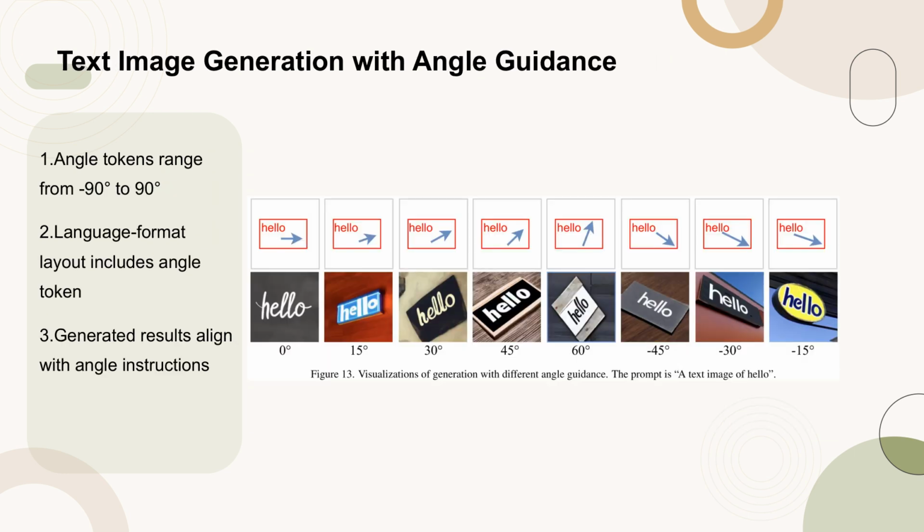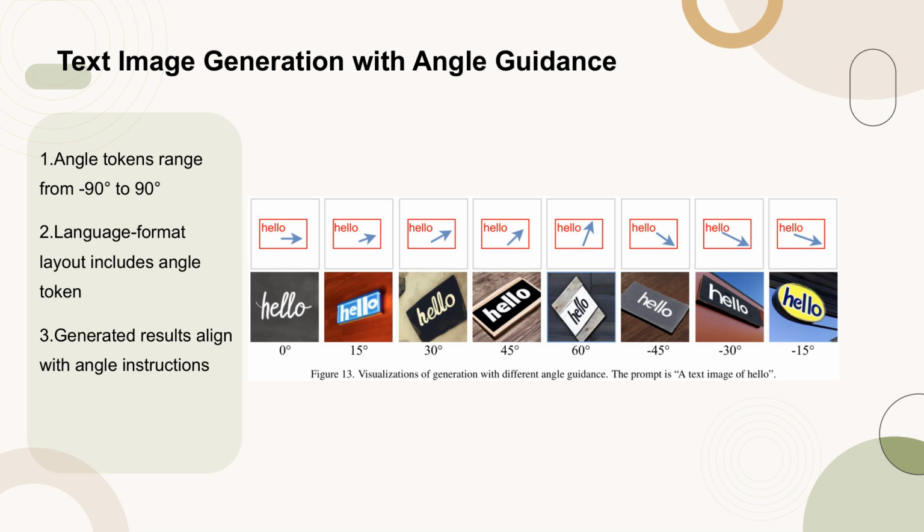Figure 13 illustrates the process of generating text images with various angle conditions. Specifically, TextDiffuser-2 is retrained to incorporate 181 angle tokens, spanning from -90 degrees to 90 degrees. In the language format layout construction, the angle token is positioned after the 4 coordinate tokens. The results demonstrate that the generated images accurately reflect the specified angle instructions, showcasing the model's capability to handle and apply angle conditions effectively.